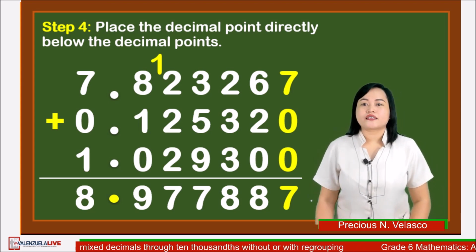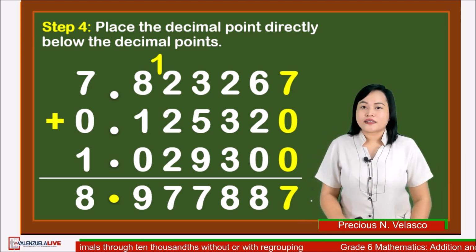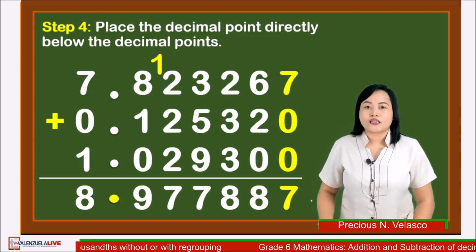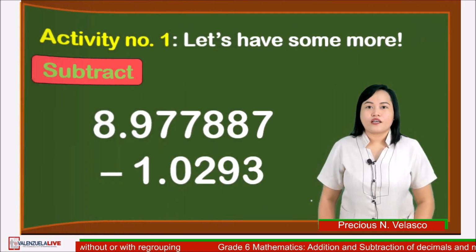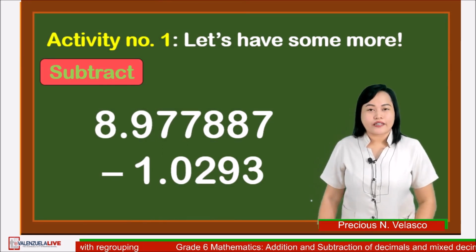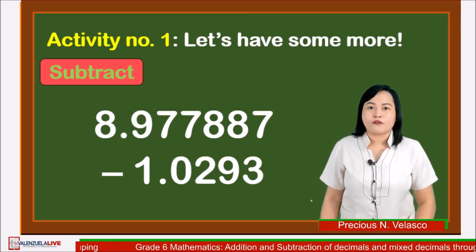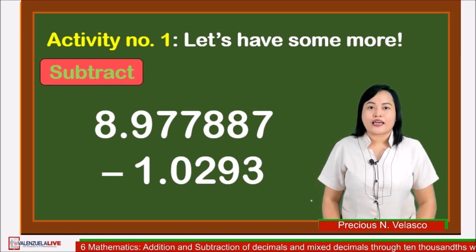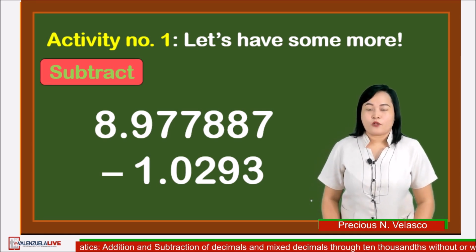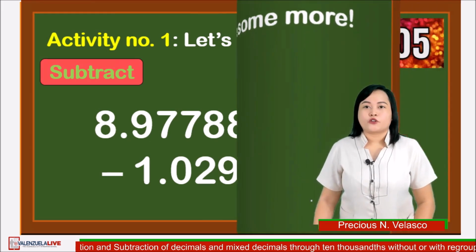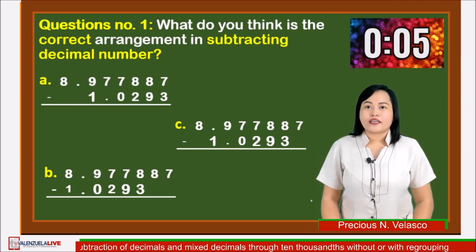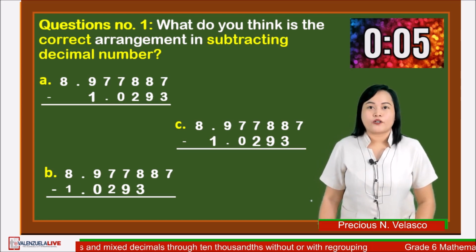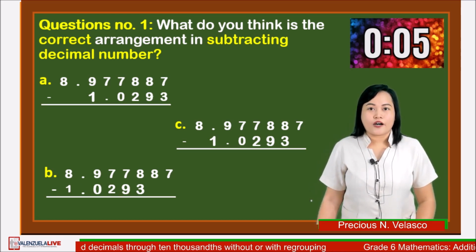Okay, so let's try another one. But this time, we are going to try it in another operation, which is subtraction. So again, same directions. You are going to answer the following question about this equation. You are going to write the letter of the correct answer on the comment box below. So first question. What do you think is the correct arrangement in subtracting decimal number? Your timer starts now.